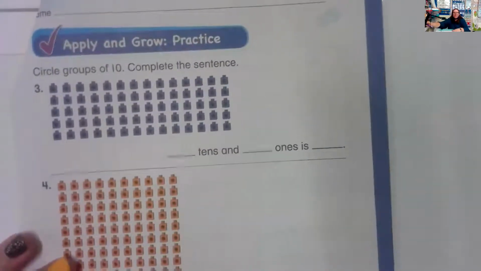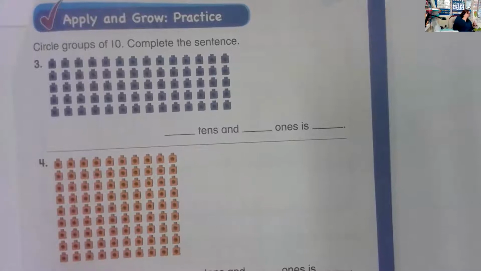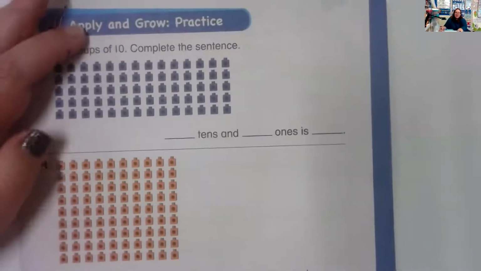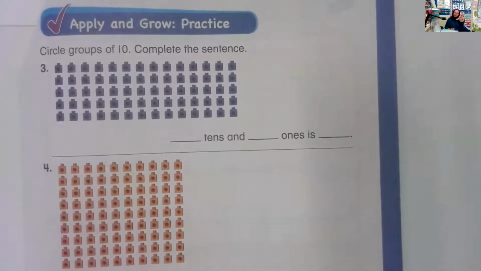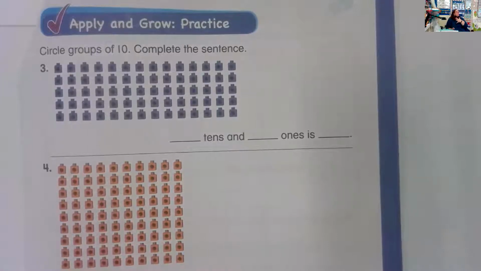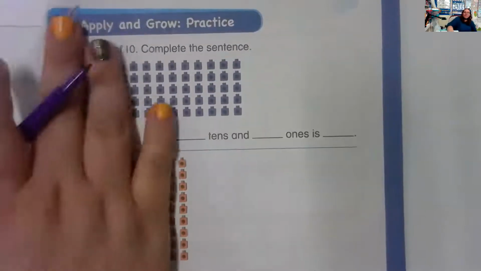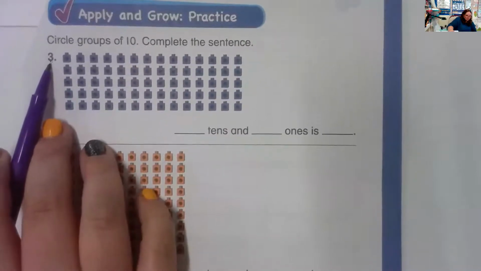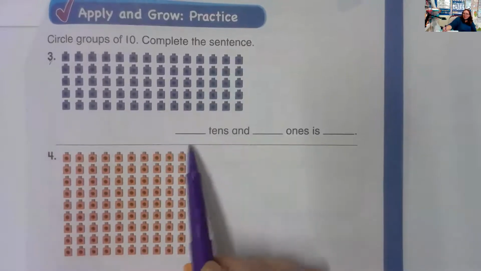And guess what? We're going to continue doing it. Okay? It's the same thing. So we've got this page and the back side, and then you are on your own to do your math practice pages. Right? Yeah. All right. So number 3, same thing. Circle the groups of 10. Complete the sentence.